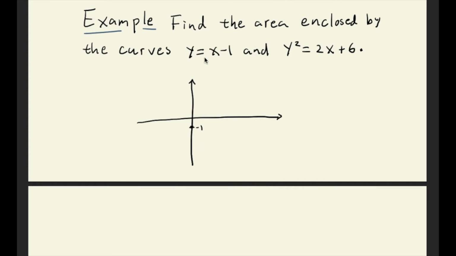So let me draw this line in blue. This line, the y-intercept is negative 1, and then it just has slope 1. So it's kind of like a diagonal like this. So that's the graph of that line.